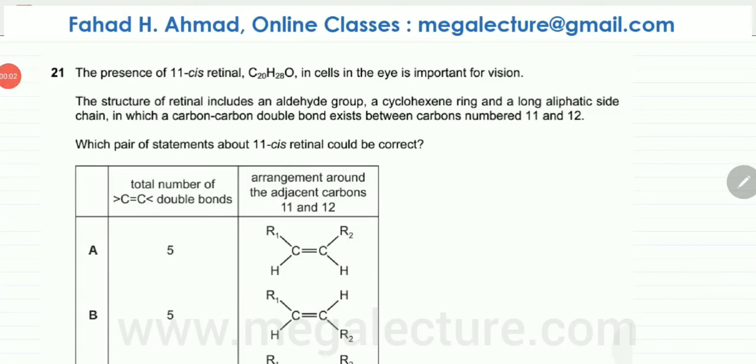The following question reads that the presence of 11-cis-retinal. Focus on the word cis. We're going to talk about it later. So basically, you write the word cis if it's a cis isomer.